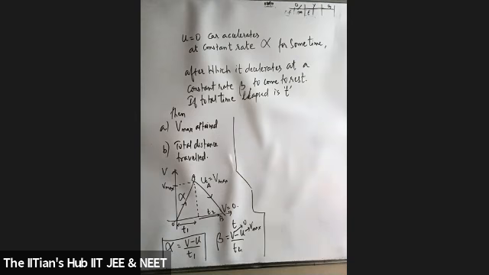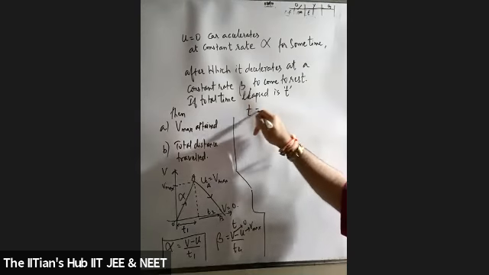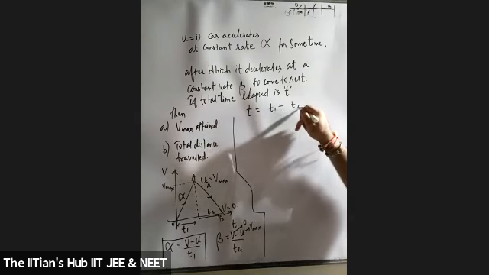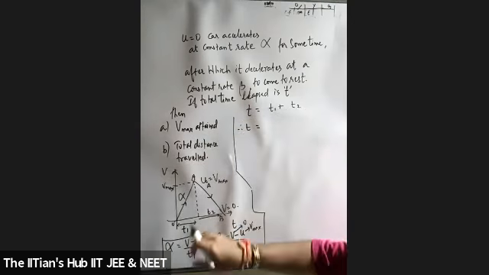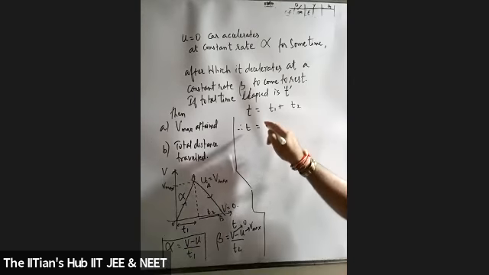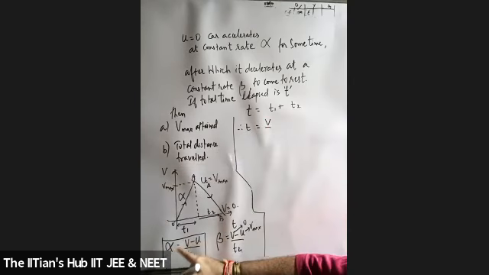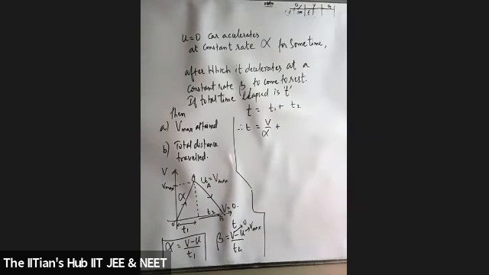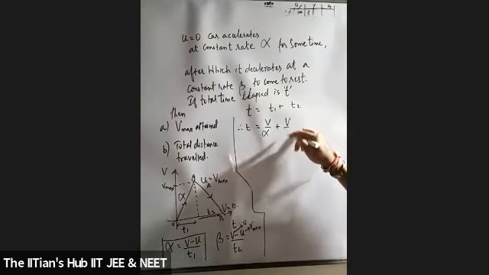Now suppose I put forward the total time taken for the journey. It will be t1 plus t2. Agreed? So what is the time taken in the first case? Initial is 0, so t1 will be V by alpha. Plus the time taken in the second case, t2, will be V by beta, because your final velocity will be 0 in this case.